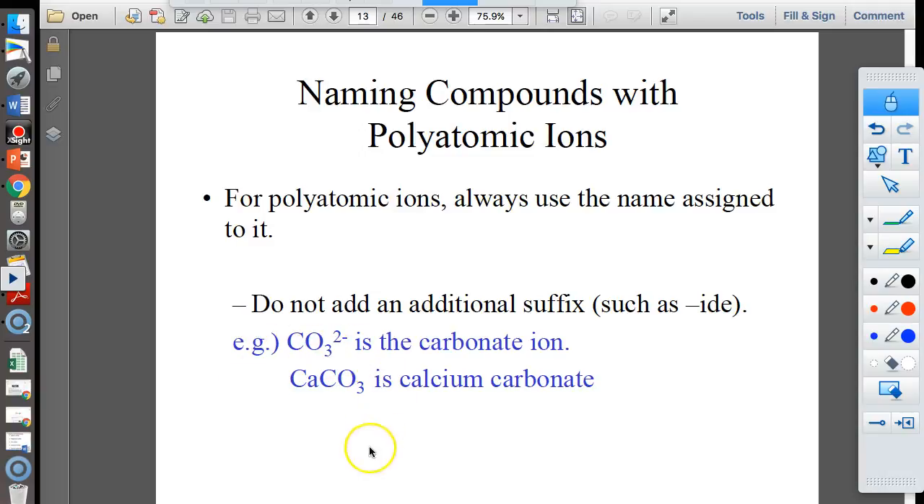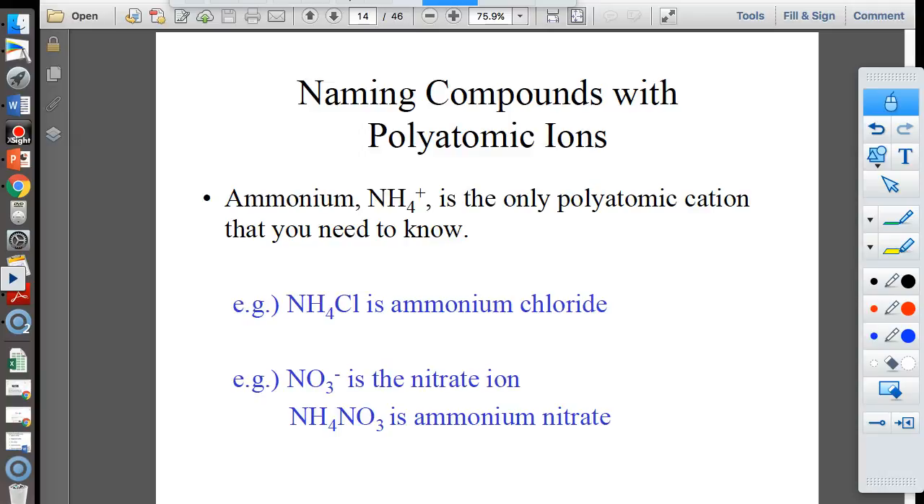Okay. So carbonate is the carbonate ion. Calcium carbonate is calcium carbonate here. Okay. Notice there's no 2 minus. Neutral. No minus signs there. For ammonium, it's the only cation that you need to know. It's the only positive polyatomic ion. So this is ammonium chloride. If you don't have ammonium memorized, you're going to look at this and be like nitrogen, hydride, chloride. You won't know what it is. But if you see NH4, you know it because you've memorized it. So NO3 1 minus is nitrate. So that's ammonium nitrate.